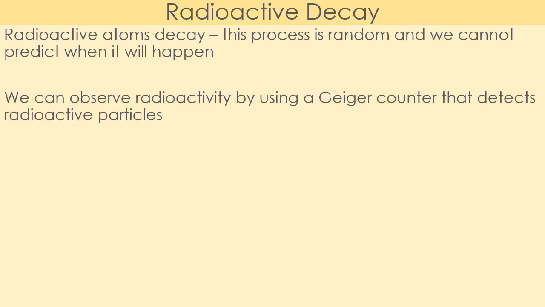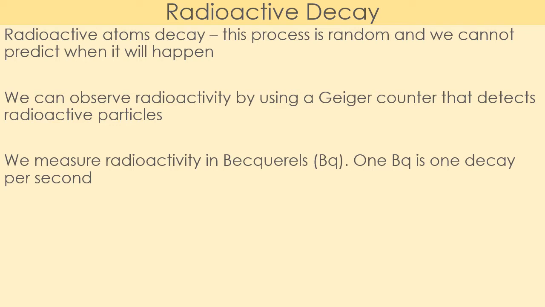And we can observe it or detect it by using a Geiger counter. That's that thing that would click each time it detected a radioactive particle. Now they're always clicking because we've always got some background radiation around us. But if we hold it near a radioactive source, it will click more because it's detecting the decay from that source, either as it's alpha, beta or gamma decay.